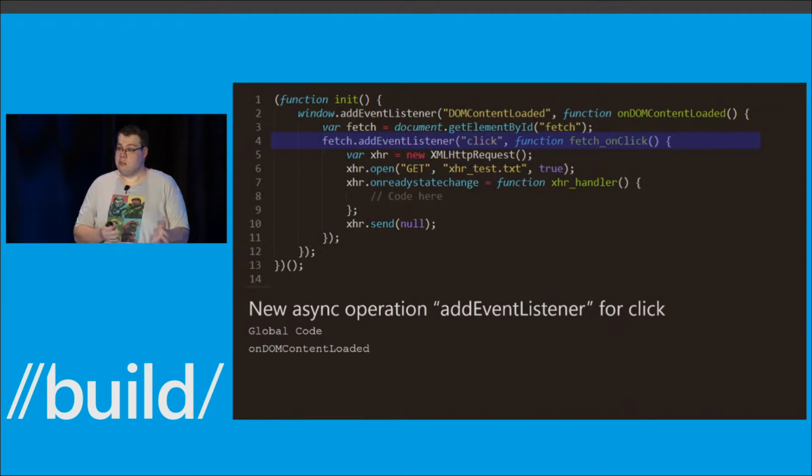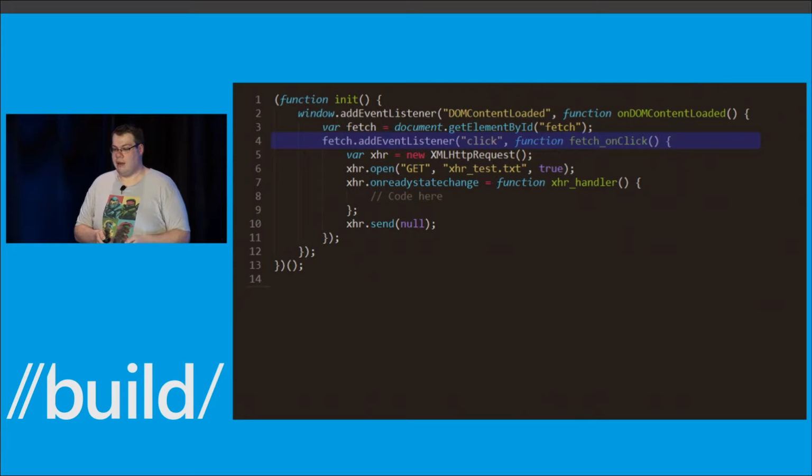Again, nothing's going to happen with this button just yet, and we're going to log that an async operation has been started again. This add event listener has been wired up, and this was the stack. So the stack now is obviously global code and the DOM content loaded event fired, which shouldn't be on there. Yeah, anyway.